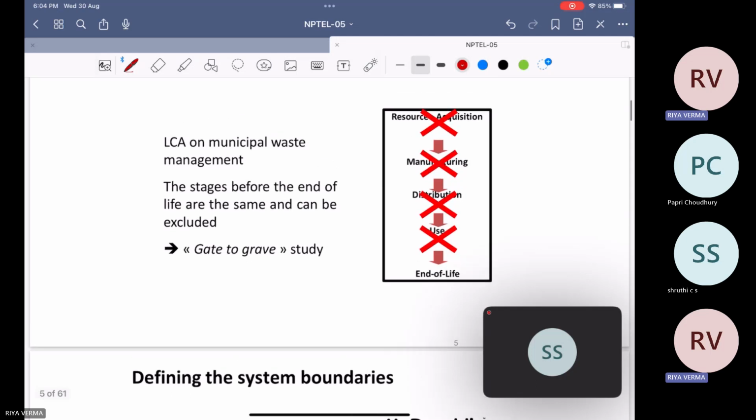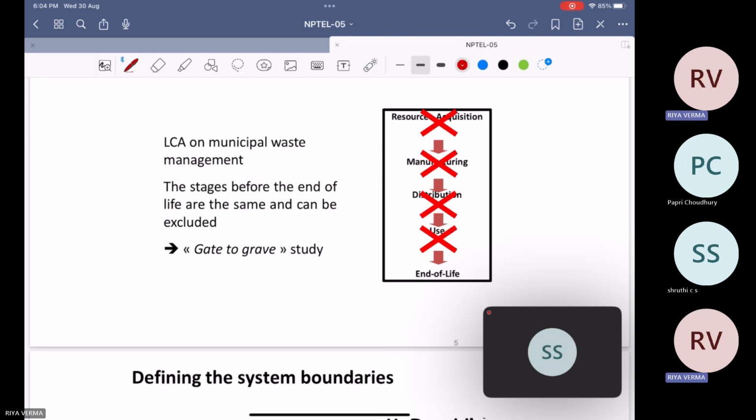Okay, so we were discussing the LCA of the municipal waste management system. For the municipal waste management system, this process corresponds to the end of life phase, where the life cycle of the product is over and its use phase is basically ended. Now we need to dispose of it, so we need to discuss how to dispose of or treat it, and how to deal with its end of life phase.